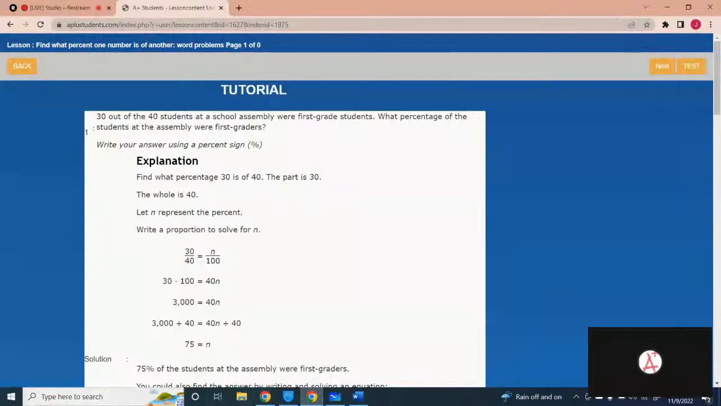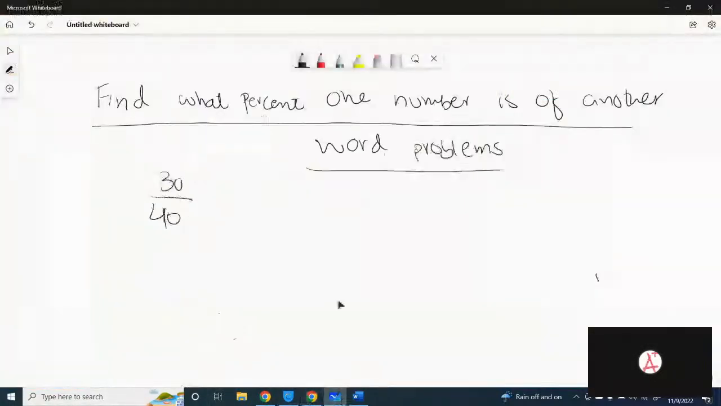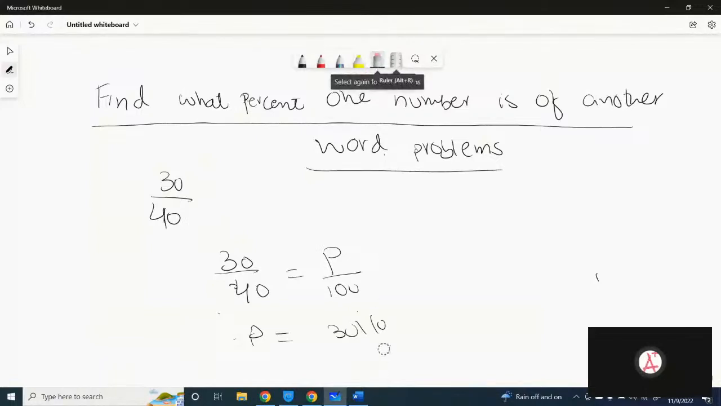Okay, you have to calculate the percentage. 30 over 40 is what percent? Just use the same proportion we did, 30 over 40. Now you have to find the percentage. Got it? You are not given what percent it is. You just multiply p equals 30 times 100 divided by 40. Just do cross multiplication. It is 30 over 40 and p over 100. So it is 30 times 100 divided by 40. Got it? Just multiply them.